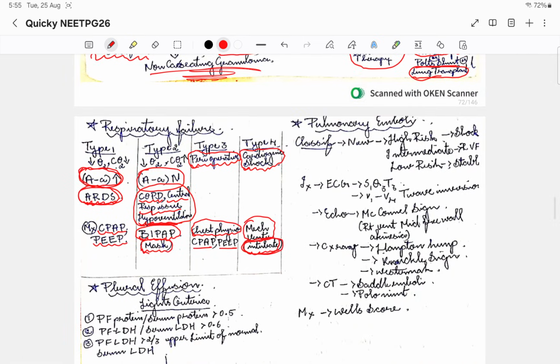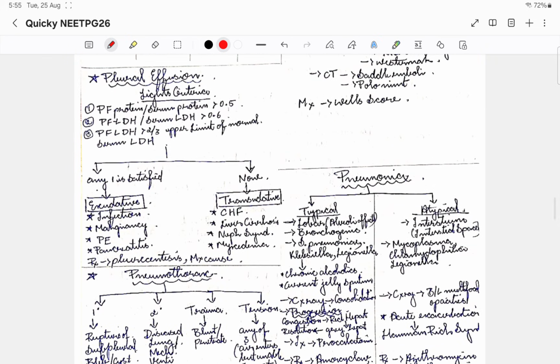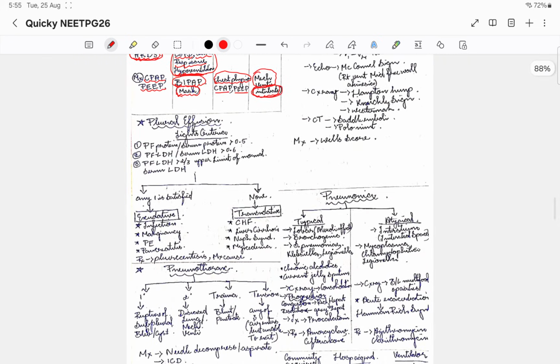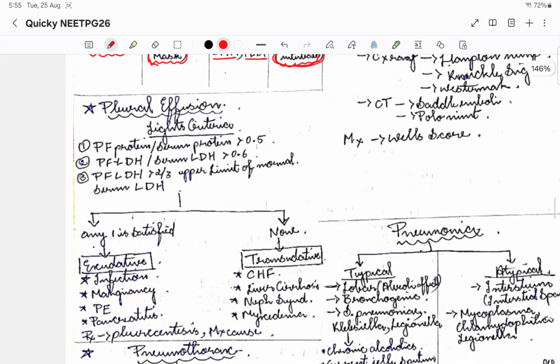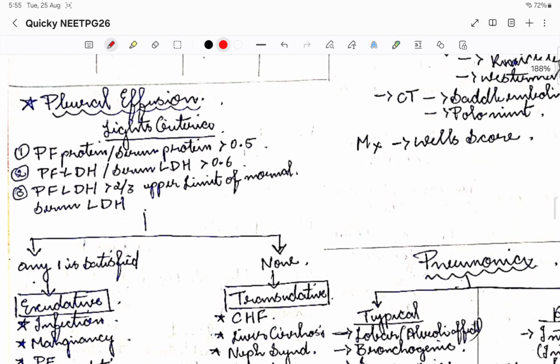It is very easy. Okay, then coming to pleural effusion and pneumothorax. So let us learn about it. Okay, then coming to pleural effusion, it is the Light's criteria that decides the type of pleural effusion that is going on. So it is based on three things. Pleural fluid protein to serum protein ratio, if it is greater than 0.5; pleural fluid LDH to serum LDH ratio, if it is greater than 0.6; and if the pleural fluid LDH level is greater than 2/3 of the upper limit of normal.